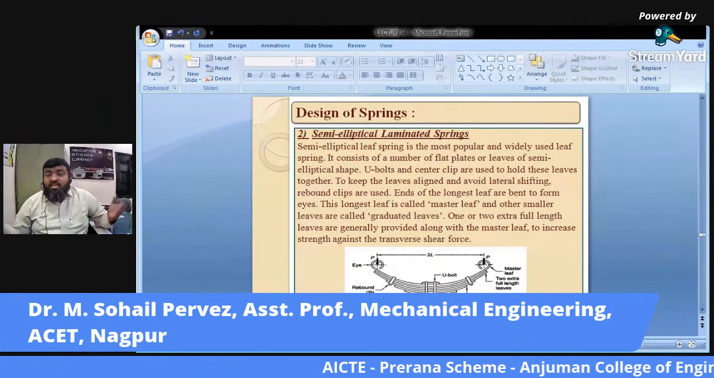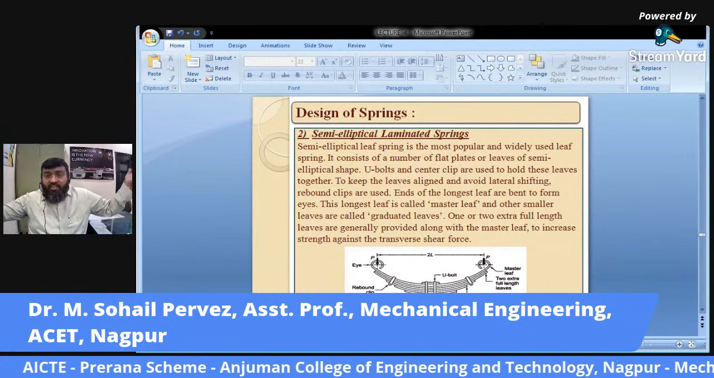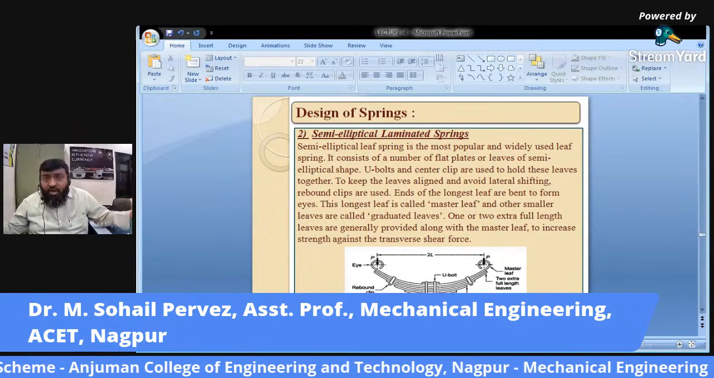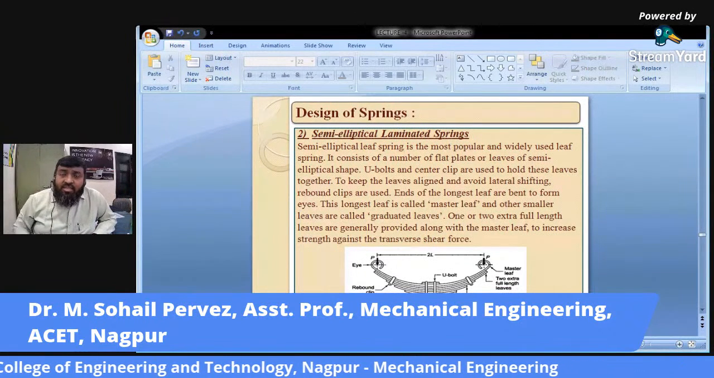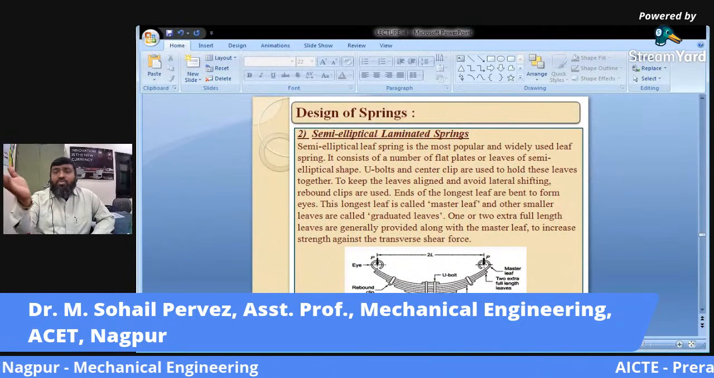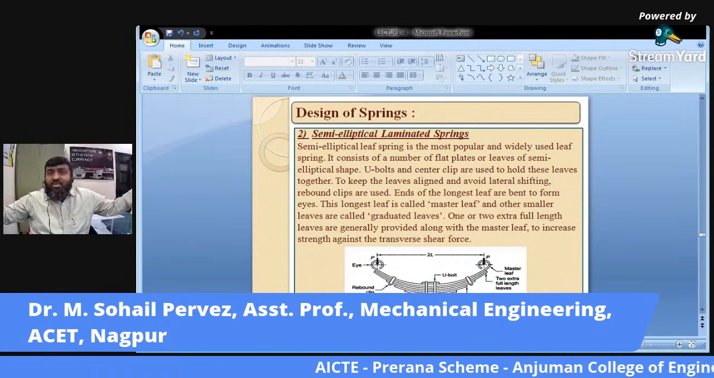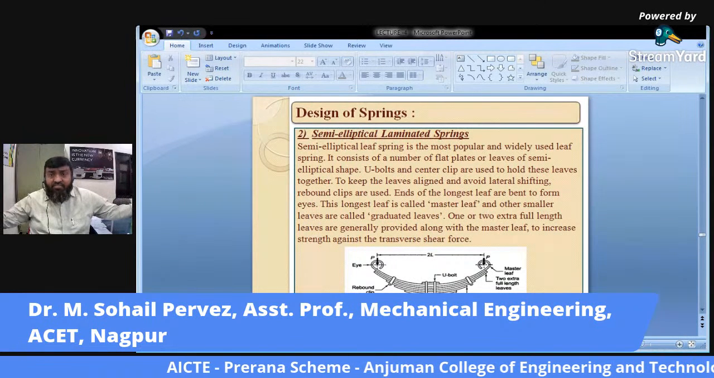Now, when the load is applied over this particular spring, it deforms. When it deforms, the graduated leaves will come into play when the load displaces or deforms the master leaf.